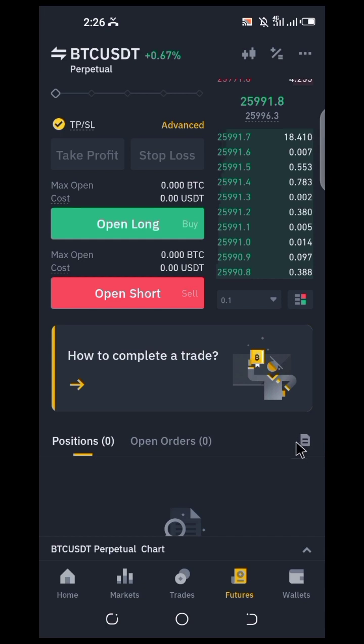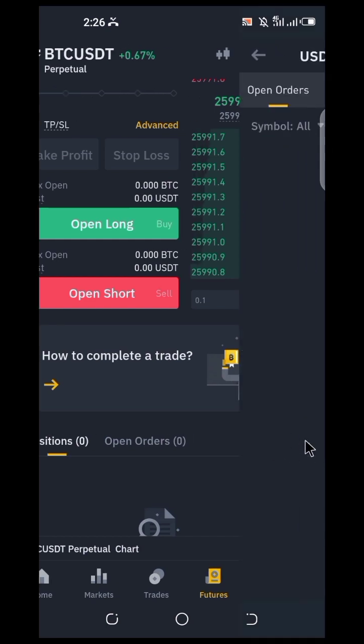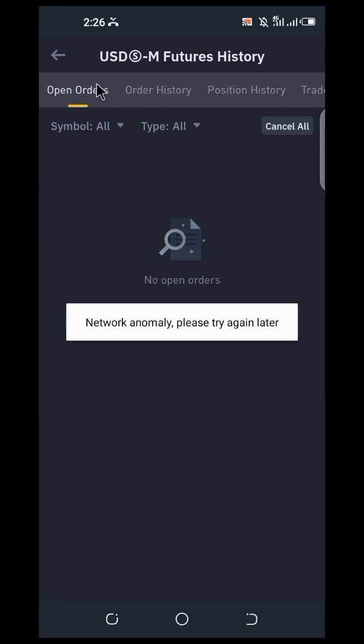And then this icon also gives you the history. This is where you see the history of your trades, all the trades you undertook on the Binance futures. That's where you will find it.